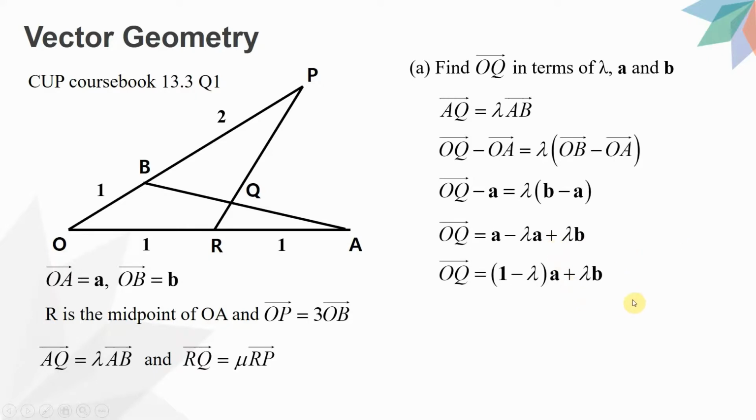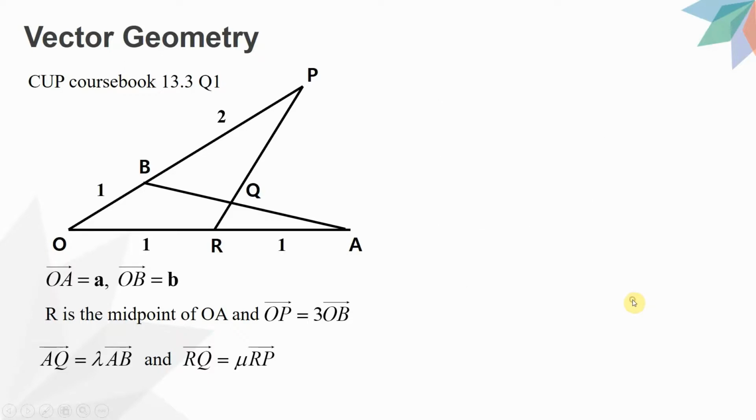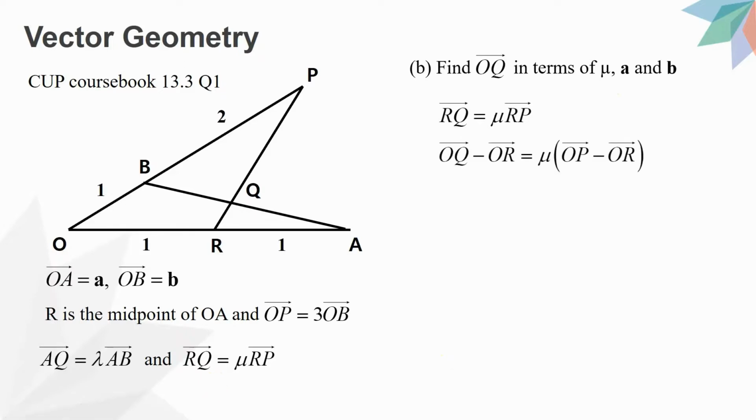the answer for OQ. Alright, part B is asking for OQ in terms of mu, A and B. So when we see mu, we know that we have to use this equation. So using this equation, RQ equals mu RP. So expand it, and we do the same by substituting the various position vectors that we know.